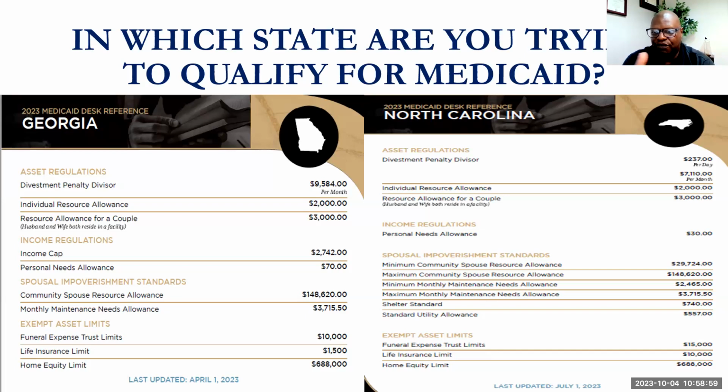Move over to North Carolina. You see two numbers, a minimum resource allowance, $29,724, and a maximum, $148,620. North Carolina does not do what Georgia does.